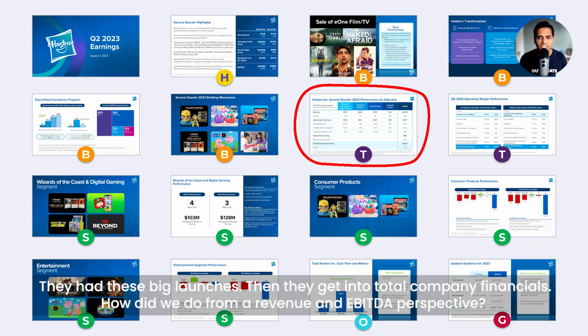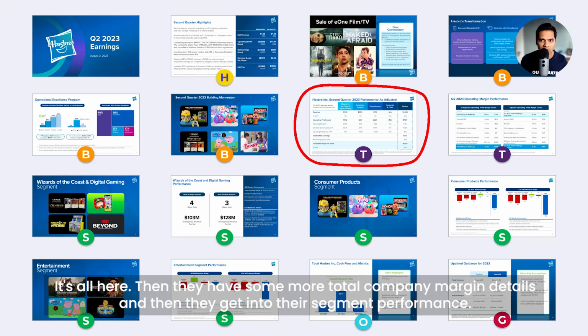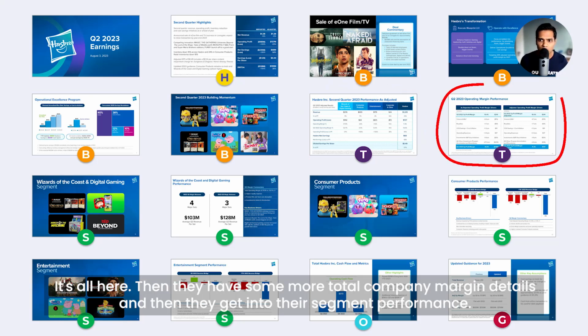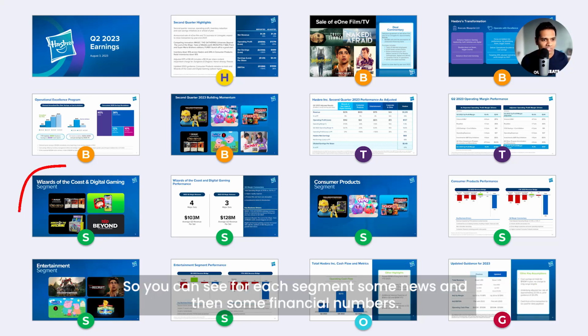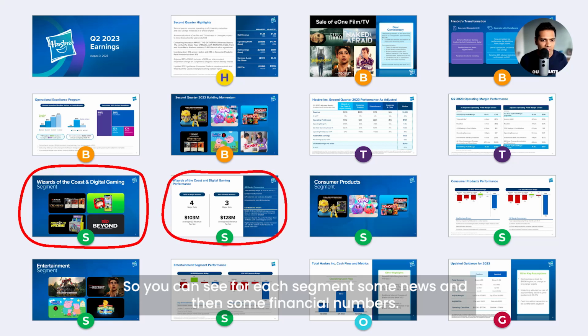Then they get into total company financials. How did we do from a revenue and EBITDA perspective? It's all here. Then they have some more total company margin details. And then they get into their segment performance. So you can see for each segment, some news and then some financial numbers.